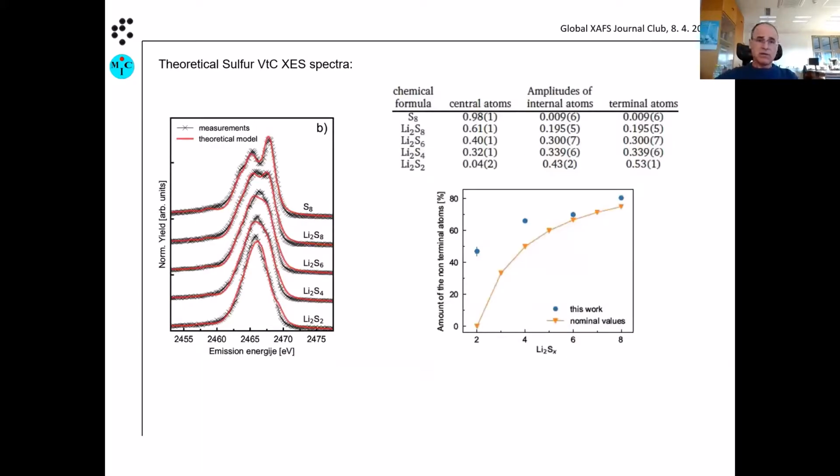And this I found also very nice. You can see this roughly reminds of what I have shown before with the work at the synchrotron. So this is not a theoretical value, it's just a nominal value. If you take Li2S6, what is the expected number of terminal and non-terminal atoms? You see we get a good agreement for the long chain polysulfides, and then we start to move away from this expected curve, and this is exactly the same as we have seen before. So the numbers that we extracted are in fact significant, so they are real.